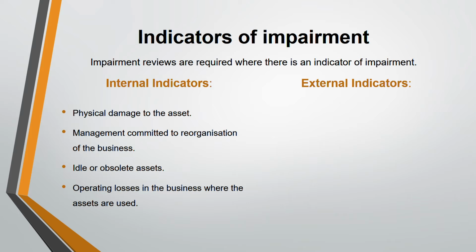External indicators are those which are not in the control of the management. They are outside the control of the company. They're external to the company, such as competitor actions.